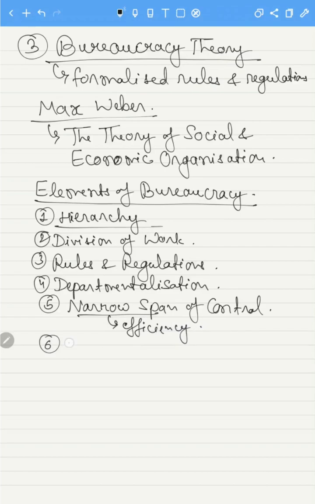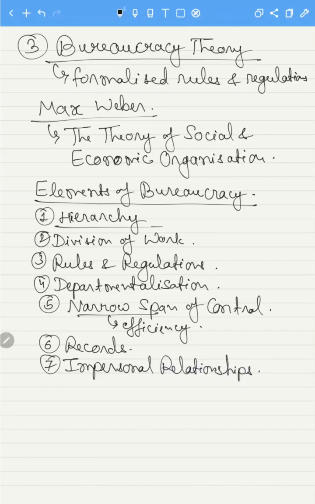The sixth element is records. According to this, documents have to be kept for everything by maintaining files on a day-to-day basis. This helps in future reference of past work. The seventh element is impersonal relationships, which says that there is no place for personal emotions and favors. Rules are for everyone, be it a manager or be it a clerk.